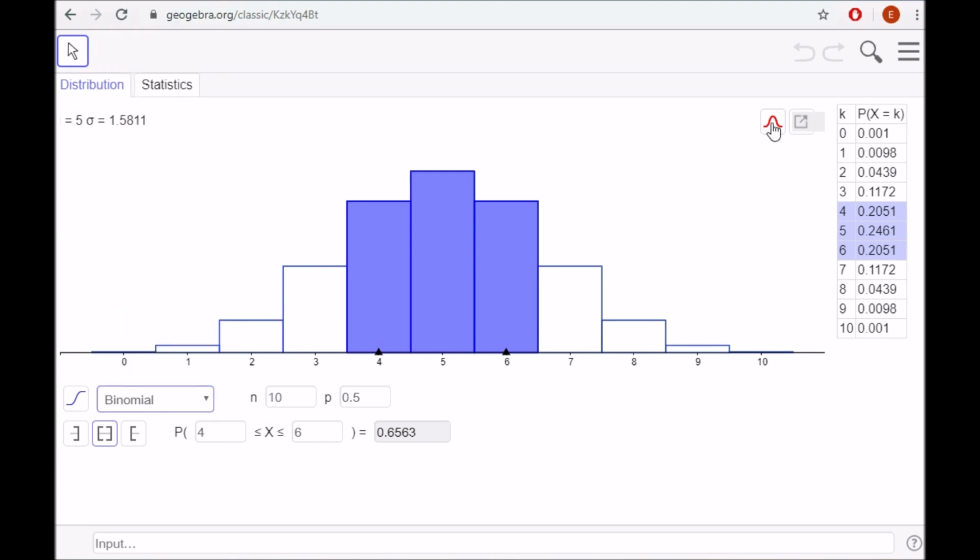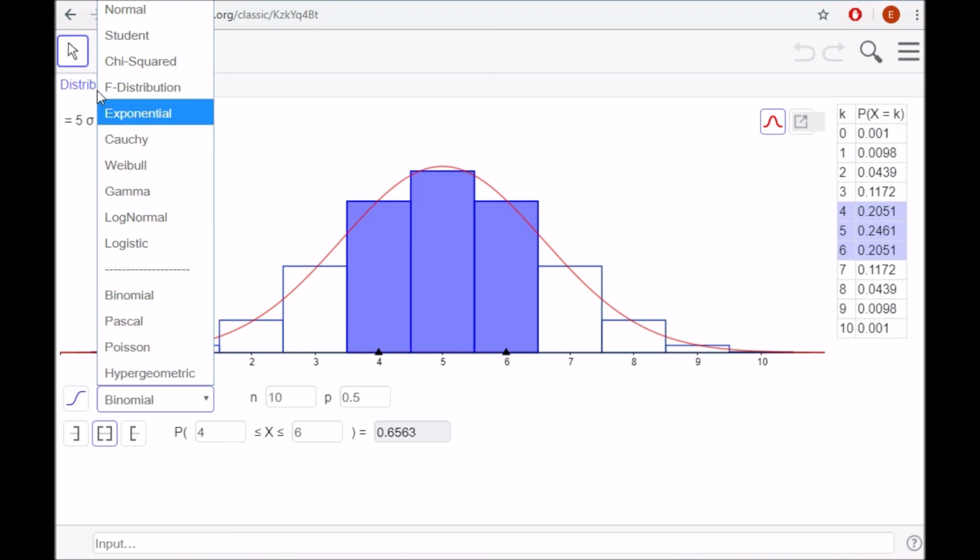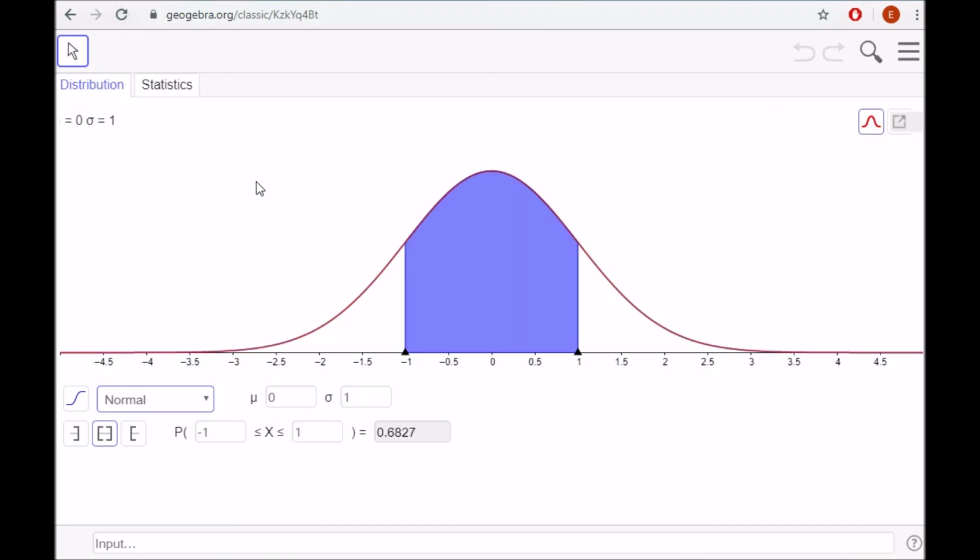But for now, let me just click on this button here and change this so it is a normal distribution. And we can see how that shape is very similar. In the upcoming videos, we will have a look at exactly what this graph means.